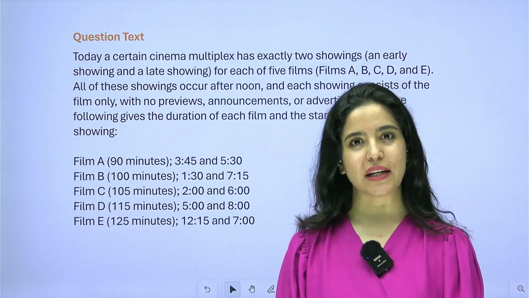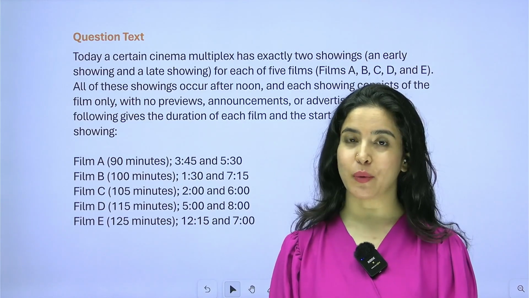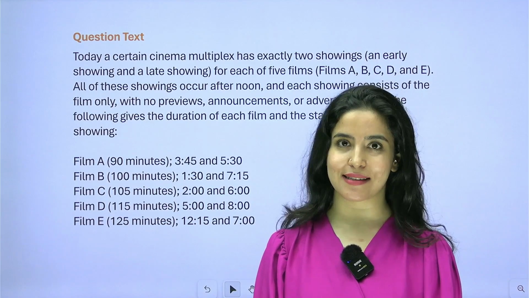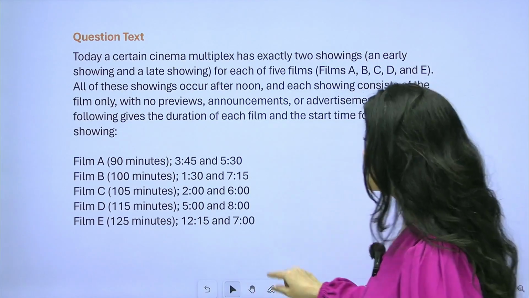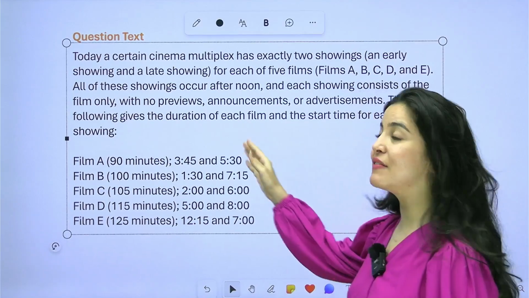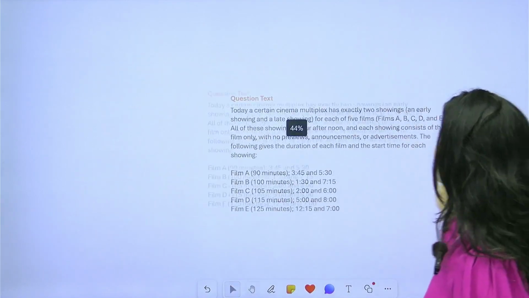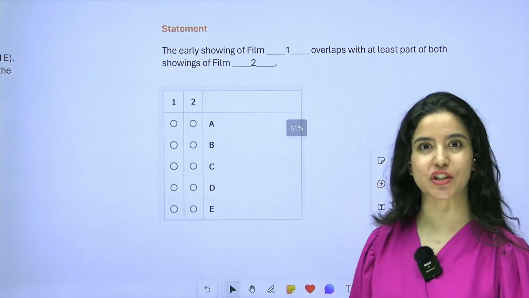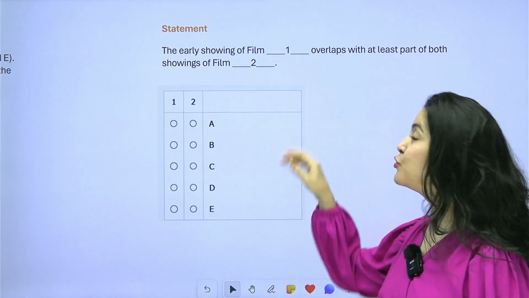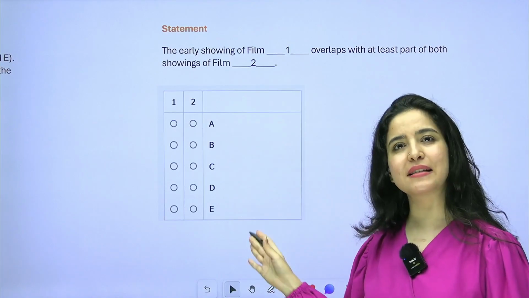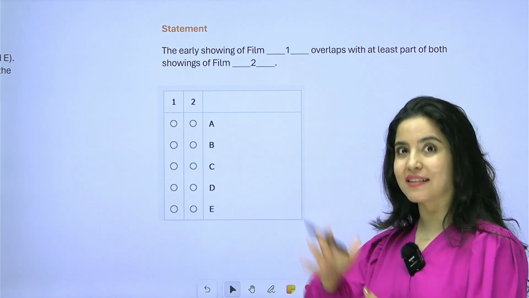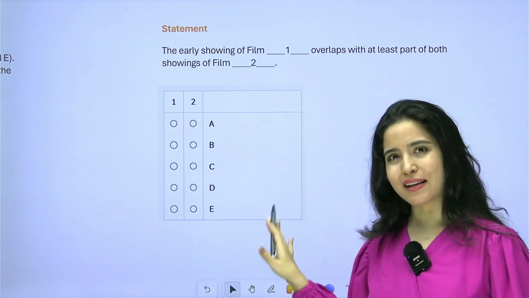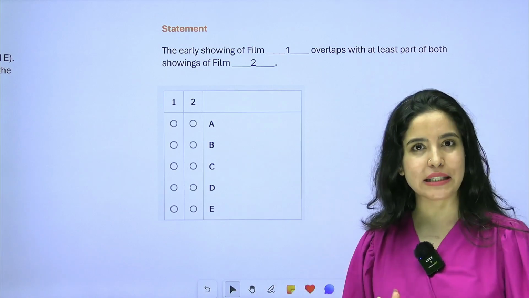On your screen right now is a hard official question from the Data Insights section. To be precise, this is a two-part analysis. This is the given information, and this here is the rest of it where they really ask you a question. There is a statement with two blanks that we need to fill, and this is the table from which we're going to get the answers to those blanks. But I'll come back later to what really is being asked.